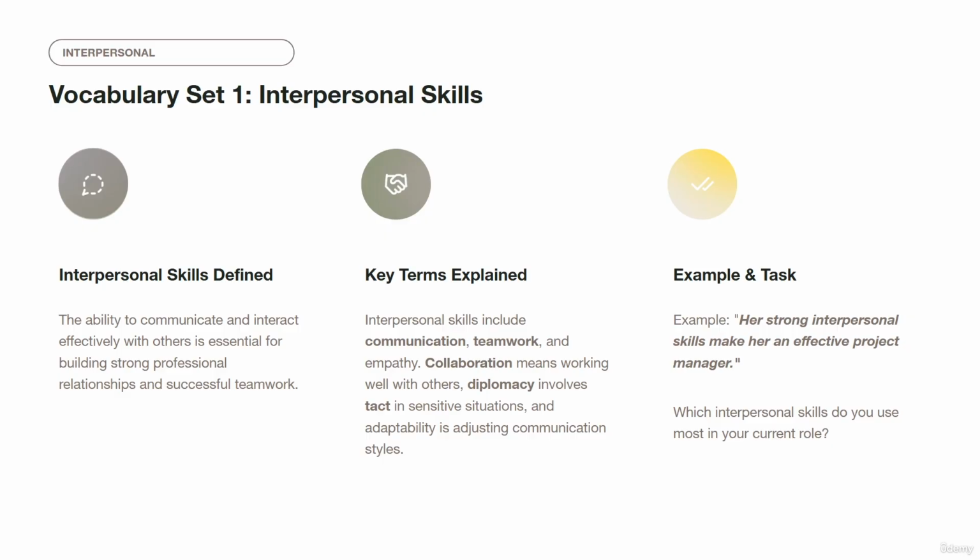You guys can think about what interpersonal skills do you use most in your current role. Do you have to use collaborative language? Are you used to working in a team? Do you have to be diplomatic? Are you involved in perhaps disputes or conflict resolution? What type of interpersonal skills are most prominent in the role that you have right now? And by extension, what sort of vocabulary do you have to use for those tasks?